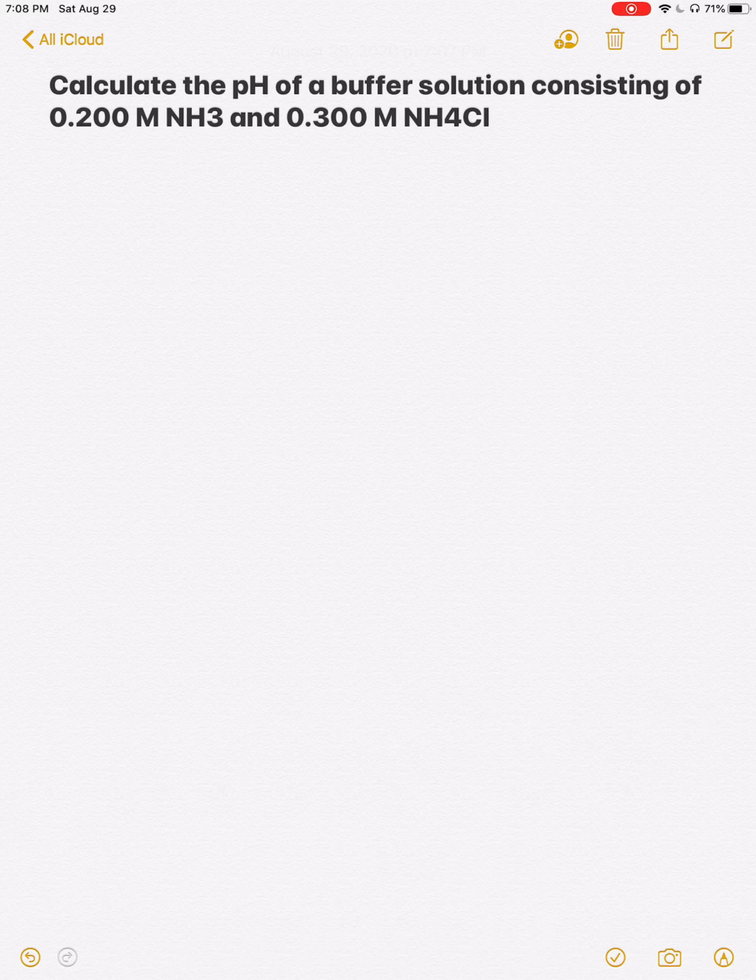Okay, next we're going to calculate the pH of a buffer solution consisting of 0.2 molar ammonia and 0.3 molar ammonium chloride. First off, a buffer typically consists of a conjugate acid and the conjugate base. Ammonia we have identified as a base. The conjugate acid of ammonia is ammonium ion NH4+. You notice that the other component in the buffer is ammonium chloride.